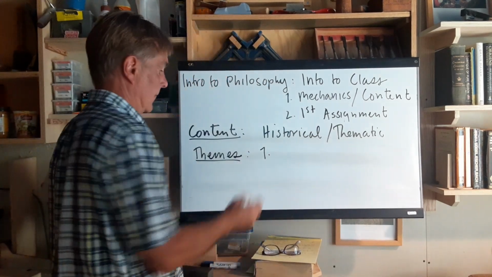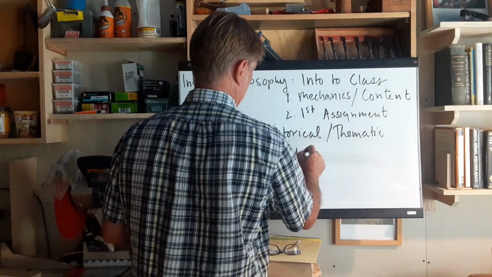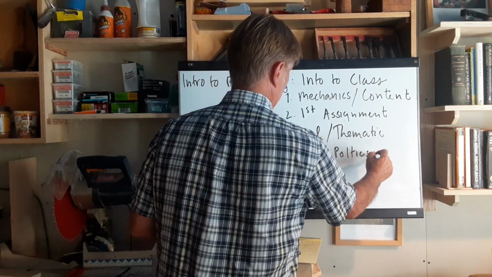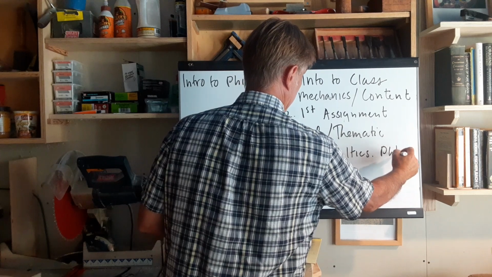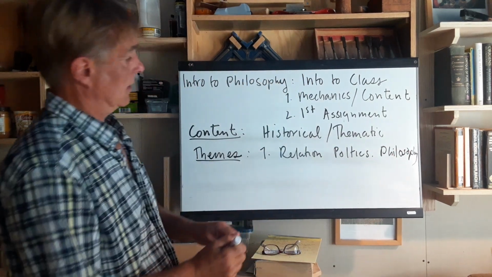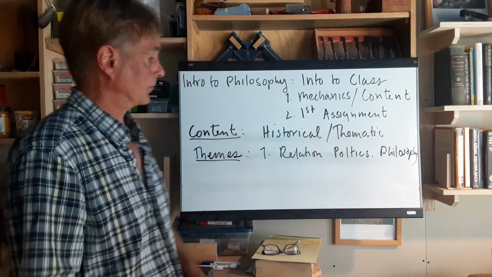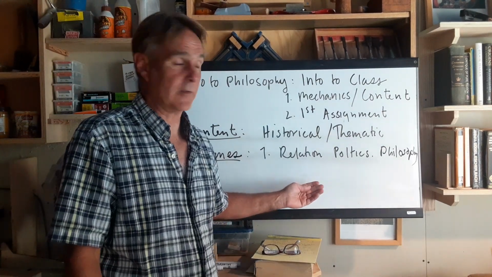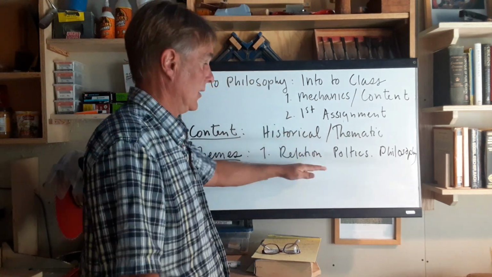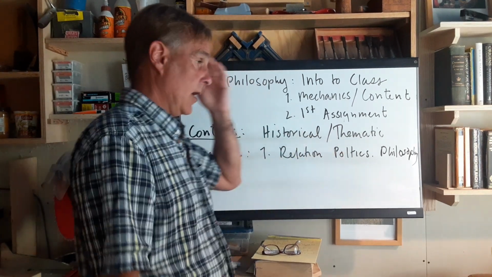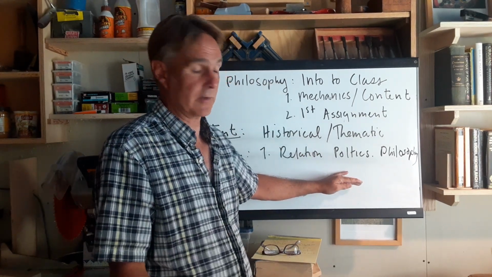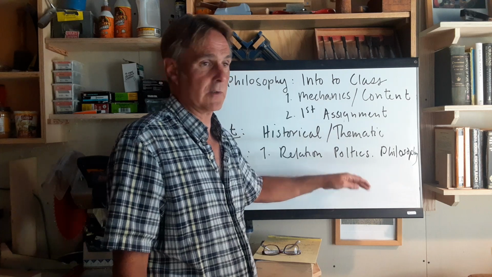One is the relation between politics and philosophy. This is a very ancient question. In fact, our first assignment is going to be on the Apology of Socrates, and it's all about this question. The next assignment after that will be on the Republic of Plato, selections of it, and that too is about this question.